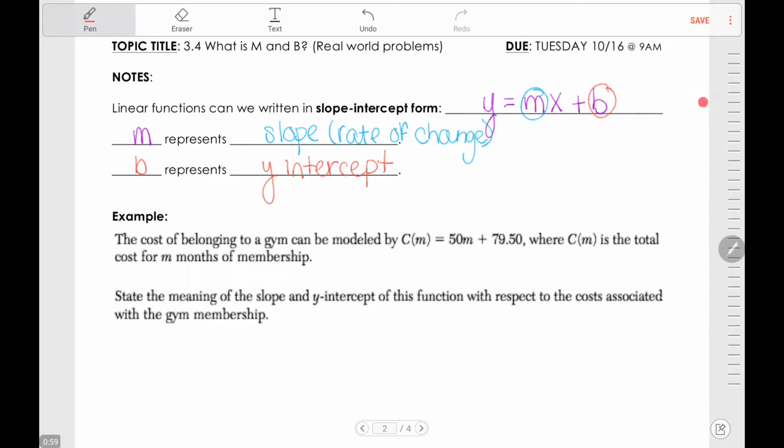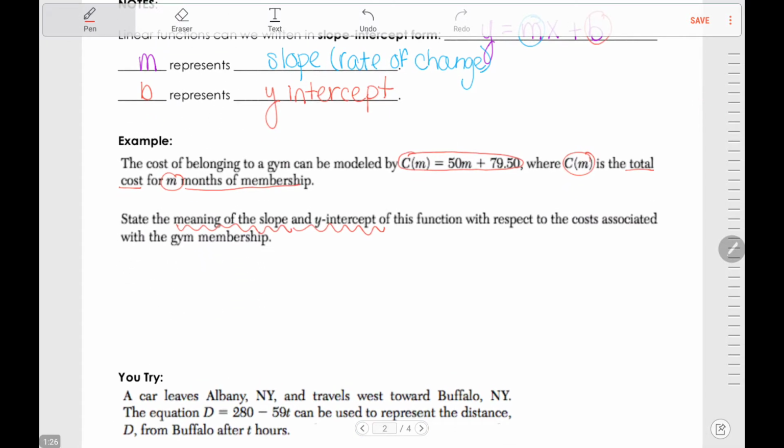Okay, so example 1. The cost of belonging to a gym can be modeled by the function C of m equals 50m plus 79.50. C of m is the total cost, and m is the months of the membership. The question says state the meaning of the slope and y-intercept with respect to the cost of the gym membership. So let's look at what we have. We have this equation.